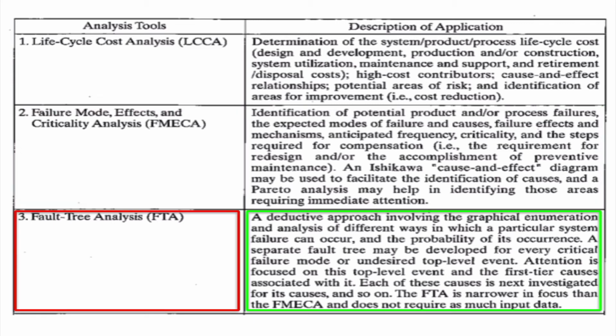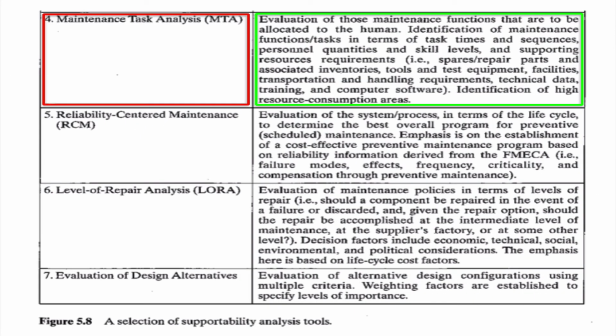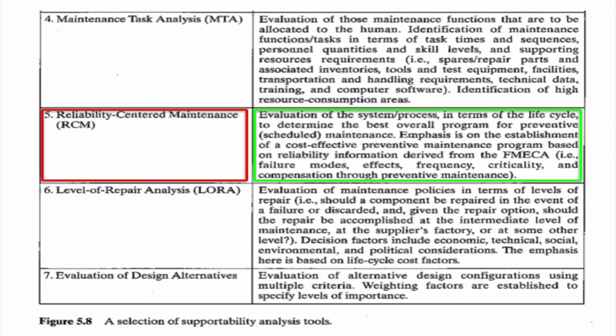Fault tree analysis, the determination of ways in which failure can occur, its probability of occurrence. Maintenance task analysis, evaluation of maintenance functions and tasks to be performed, task times, task steps, personnel needed, resource requirements, for instance spares, tools, facilities. Reliability-centered maintenance analysis, evaluation of the preventive task to be done for the equipment. Uses the information from the FMICA as a basis.